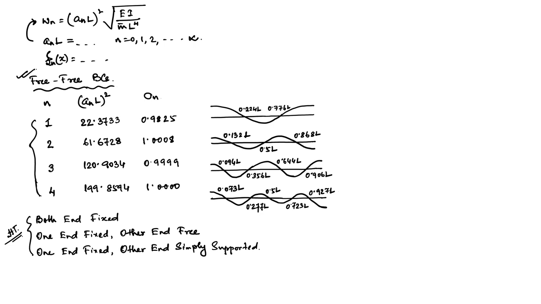There are other boundary conditions. You just take it as a home task and then identify the boundary conditions and then derive the expression for omega n. Then you can easily find out the mode shapes. That task you complete, and again these are standard results. You will get these results in any textbook that you refer to.